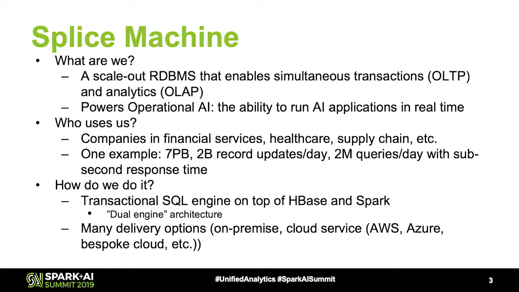How do we do this? Well, we've got a transactional SQL engine that sits on top of HBase and Spark, what we call our dual engine architecture. And we've got some intelligence underneath that knows how to route the OLTP capabilities directly to HBase and the OLAP capabilities to Spark. And on top of that, we also have the AI capabilities we'll get to a little later on.